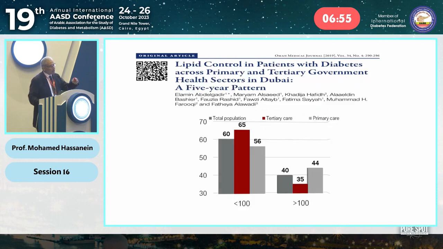And the problem is not just for HbA1c, it's also for lipids profile. Again, we do not have a problem to prescribe the appropriate statin or other lipid-lowering agents.